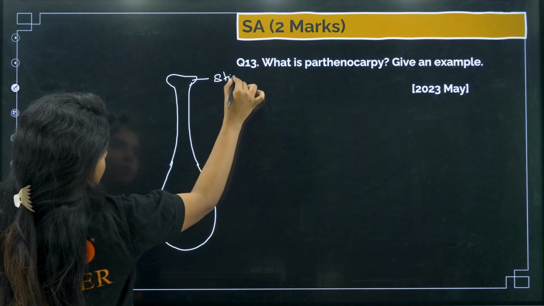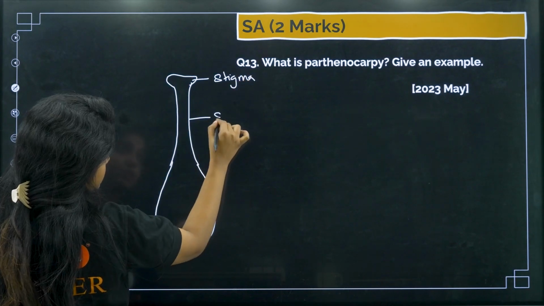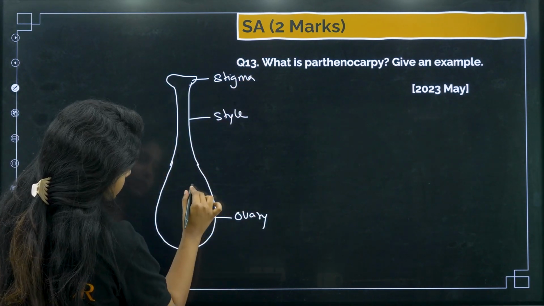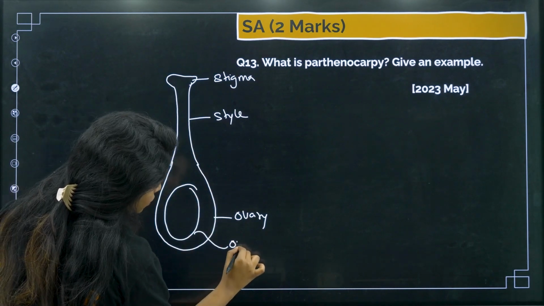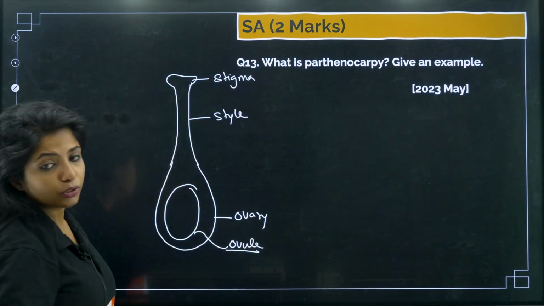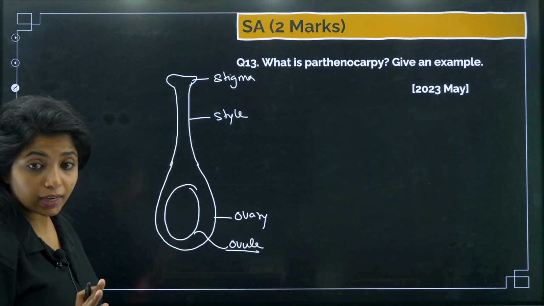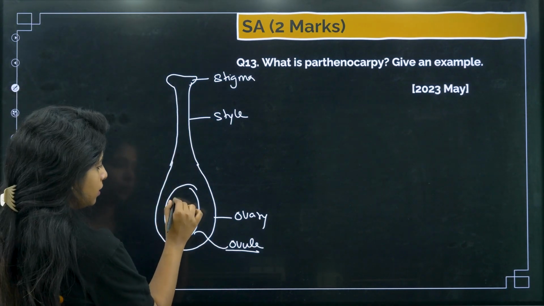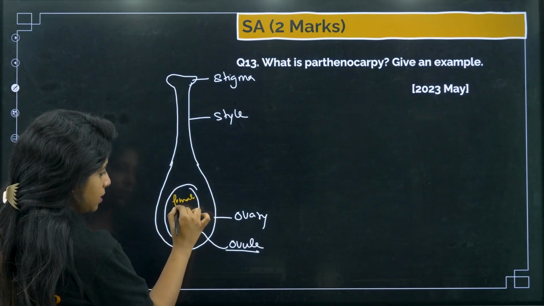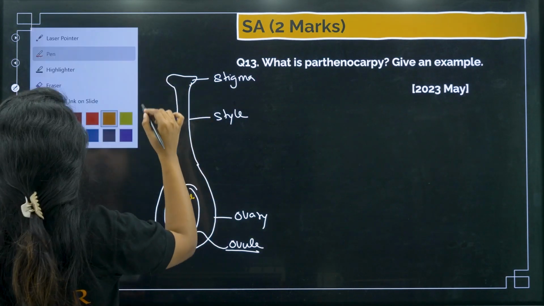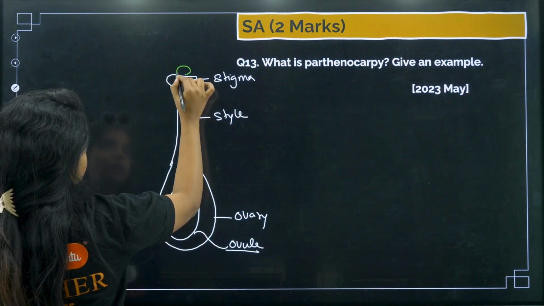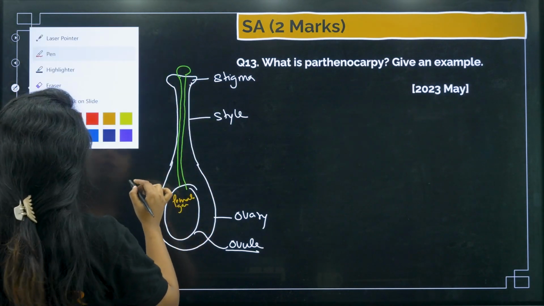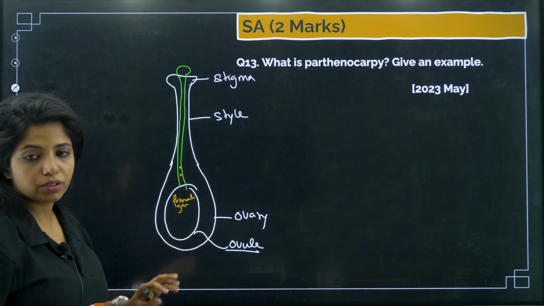this is the stigma, this is the style, this is the ovary. Inside the ovary, you have something known as the ovule. Inside the ovule, you have an embryo sac, and you will be having the female gametes and so on. The male pollen grain will be landing over here. Later, it will form a pollen tube, which will carry the male gametes over here. This is how things work.